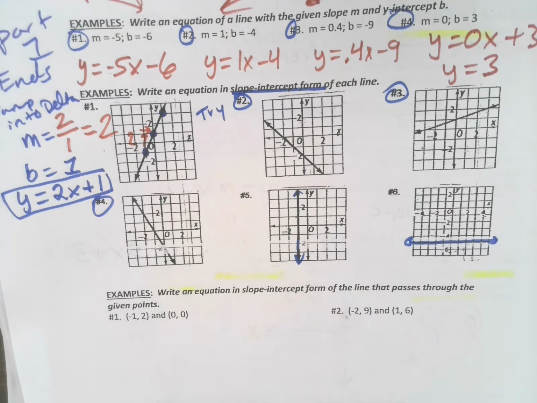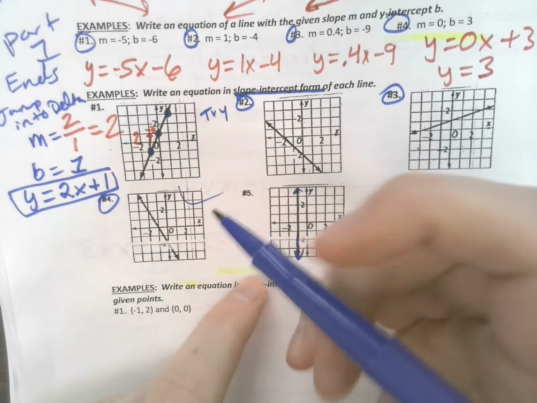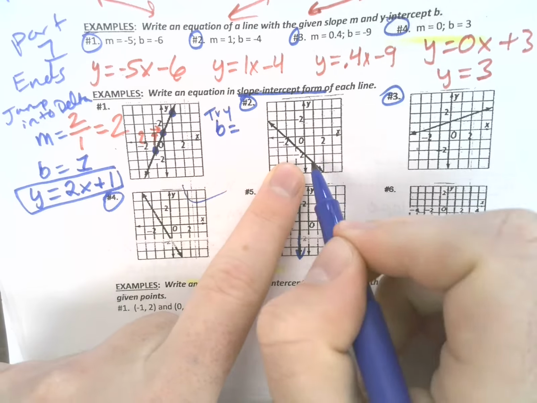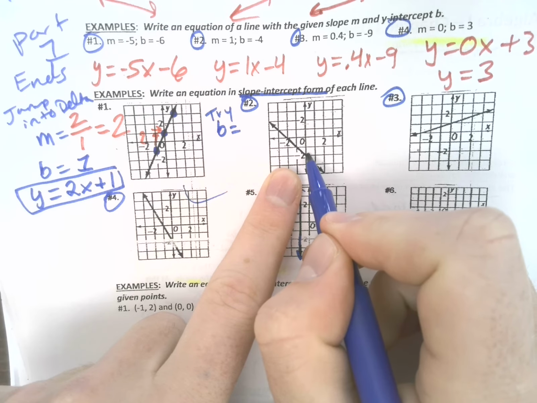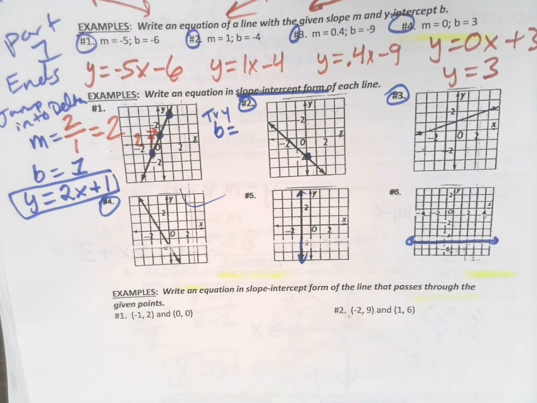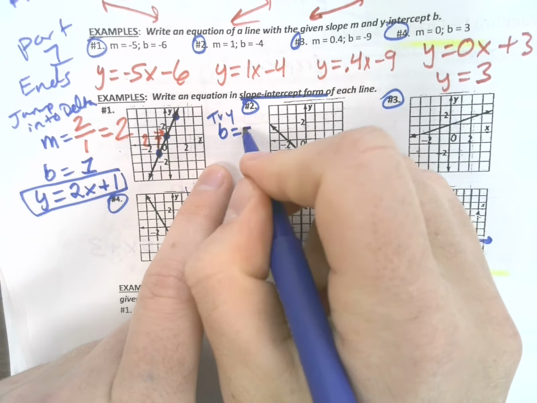Who's wanting to help me out with number 2 for a mint? Nobody? Hunter, go ahead. What is our y-intercept? What's our B? Where's it hitting the y-axis? Negative 2. Yeah, I'm thinking it's down at -2, isn't it? Yep. Okay, so B is -2.